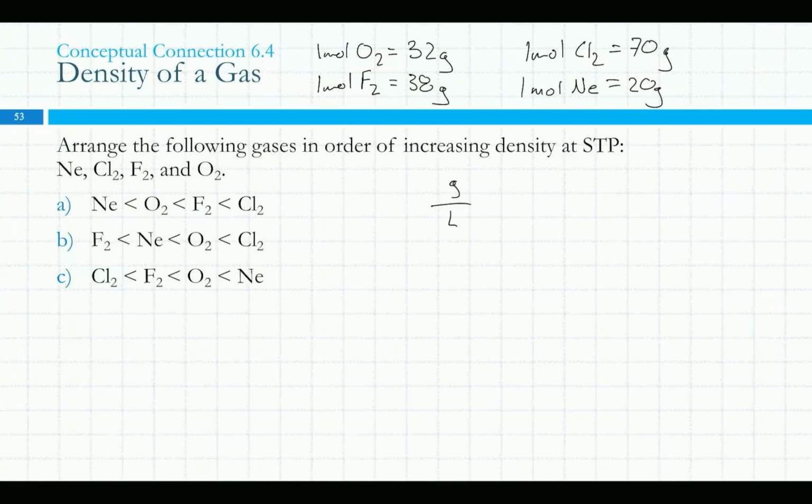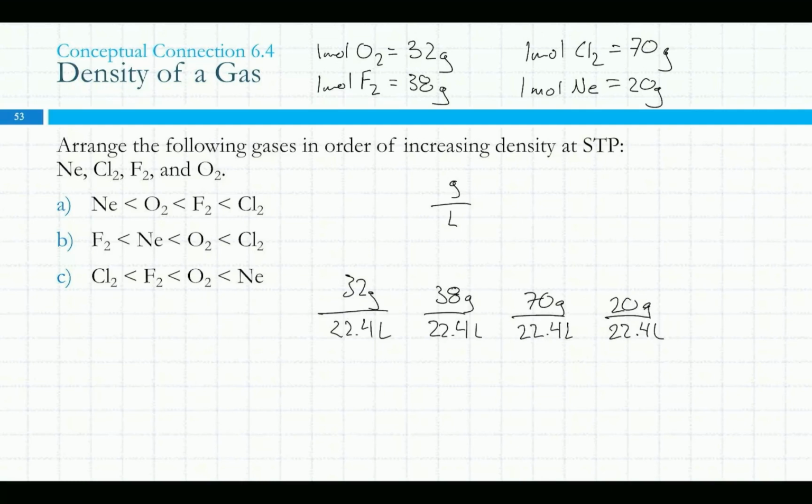Now again, I said let's just assume 1 mole. The amount doesn't actually matter. Density is independent of how much of it you have, but it's easier to compare them if we're talking about the same amount. So what's the volume of all of these going to be? They're all going to be 22.4 liters. So I'll have 32 divided by 22.4. I'll have 38 divided by 22.4. I'll have 70. And again, when you're doing these kinds of things where it's just sort these, it doesn't have to be super exact.